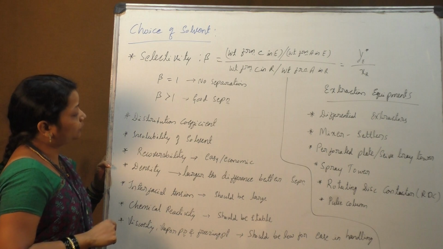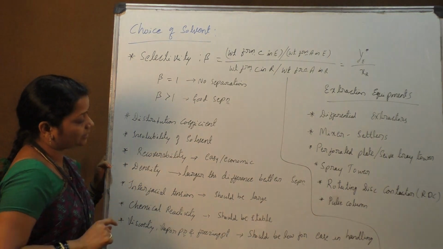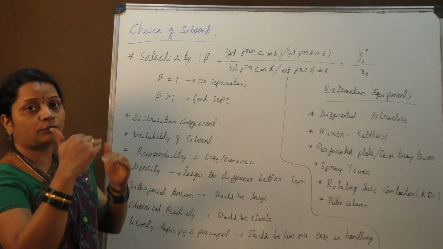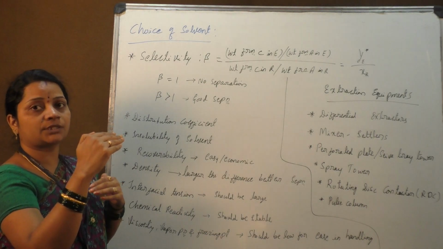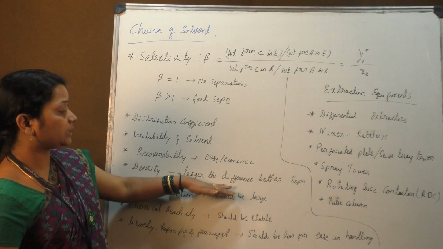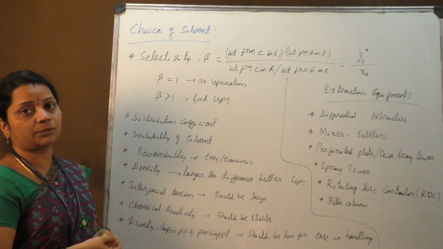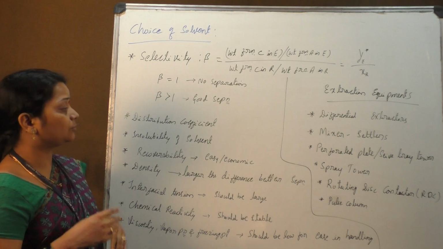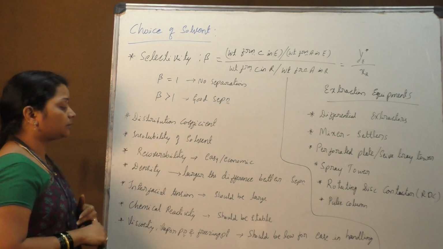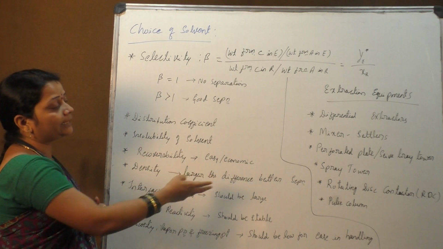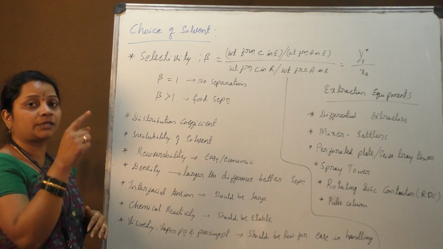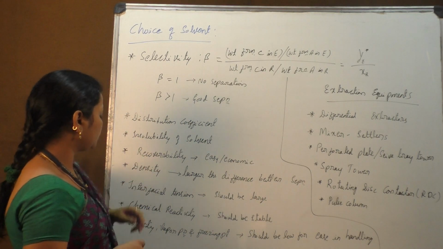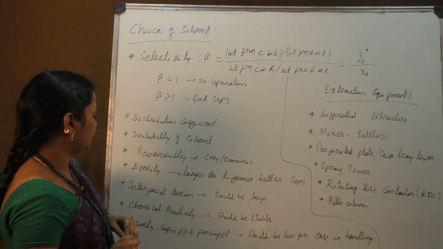Then the fifth one is density. The density of the solvent should be high so that you will form two layers. The larger the density difference, the better the separation taking place. Because if density differences are there, then easy separation will take place using a simple mechanical apparatus, and you need only one additional mass transfer unit to separate that solute from the solvent, not more than that. So density difference should also be considered before selecting the solvent for the process.